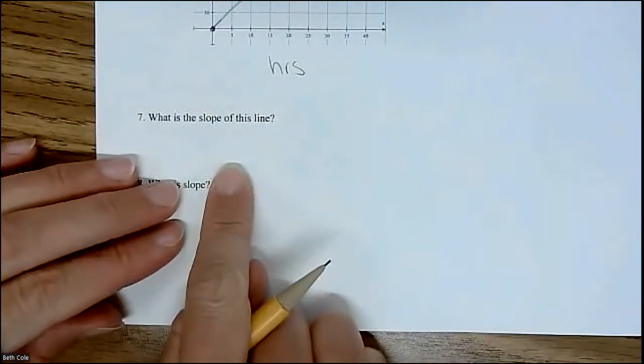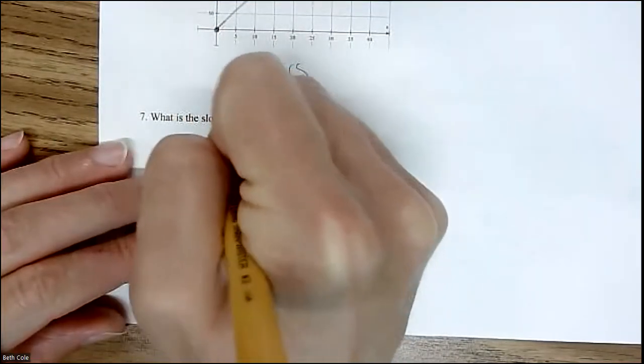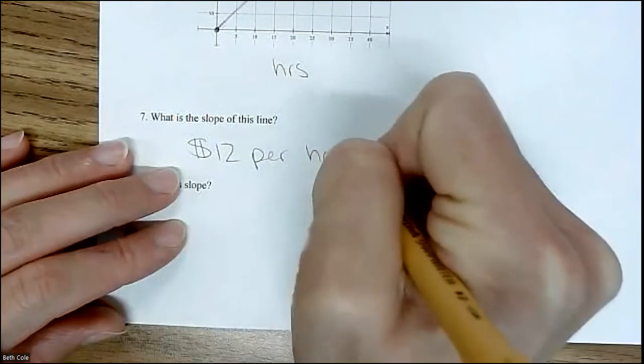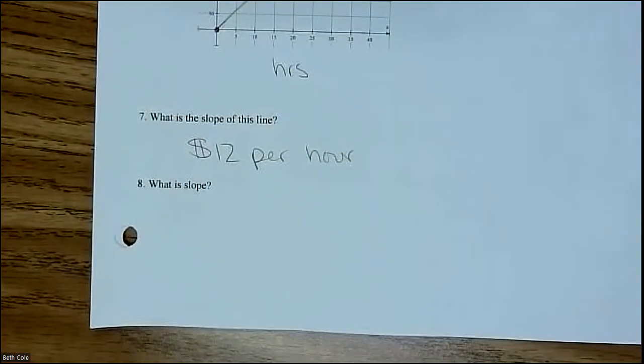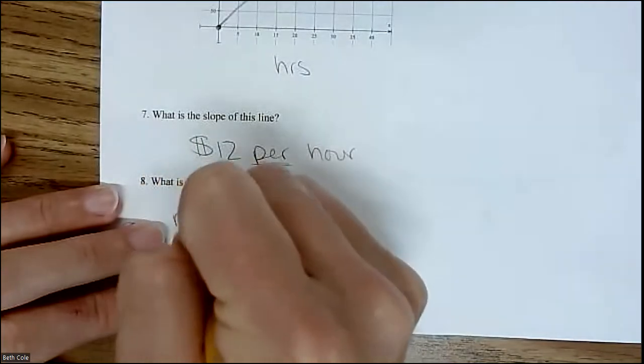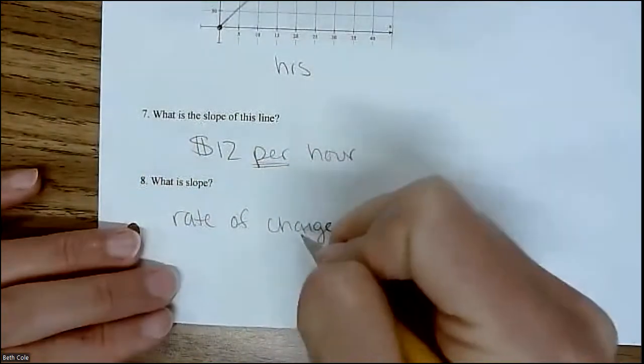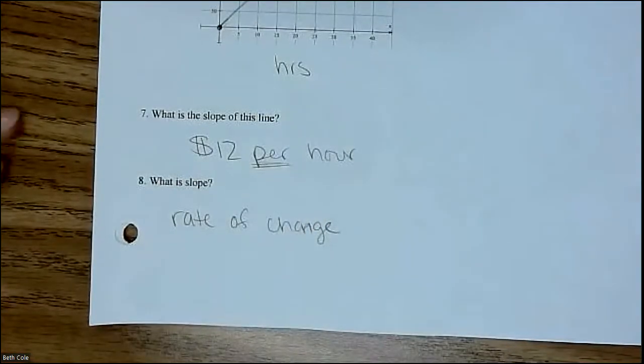So what is the slope of this line? 12 per hour. Good. It is $12 per hour. And if you wanted to turn it into a sentence, you could say, I earn $12 per hour. I just said, what's the slope though? But it should include that word per. The rate of change. And this is the rate of change. Perfect. It is the rate at which you do something.